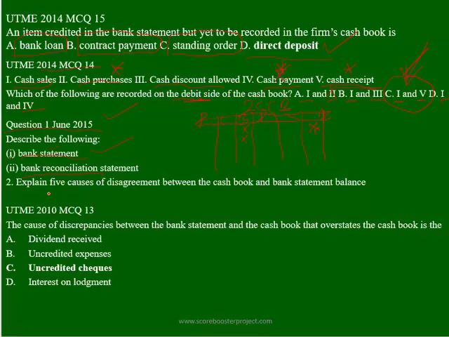They ask us to explain 5 causes of disagreement between the cash book and the bank statement. I think you can refer to the previous slide. Then the causes of the discrepancies between the bank statement and the cash book that overstate the cash book. Here now, the examiner wants you to give us the technical meaning of this. That is, which of these statements overstate the cash book element. Dividend, if you have a dividend received, it goes to the bank straight.